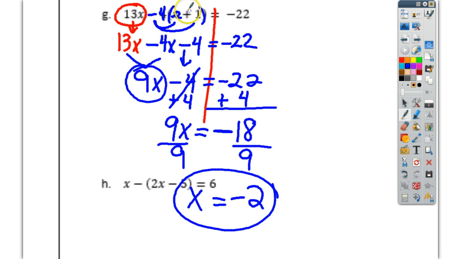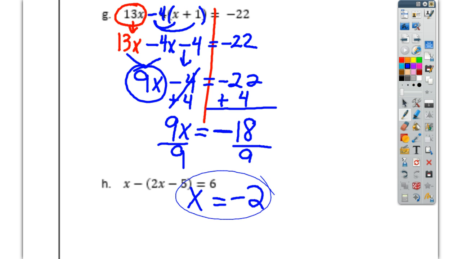Negative 2 plus 1 is a negative 1. A negative 4 times a negative 1 is 4. Okay, so then if you wanted to check that, go up here and put negative 2 in here. So 13 times a negative 2 is a negative 26. And then you put a negative 2 here. Negative 2 plus 1 is a negative 1. Negative 4 times a negative 1 is a positive 4. Put those together and you end up getting a negative 22, which checks. Perfect.